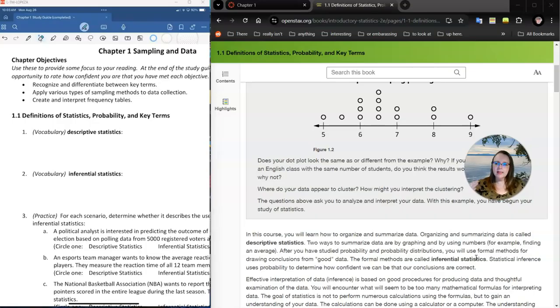Organizing and summarizing data is called descriptive statistics. I don't like that definition very much because it doesn't get at what we're doing. Descriptive statistics, oops, I actually need to have the pen going if I'm going to write on this.